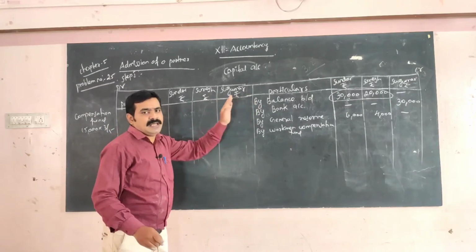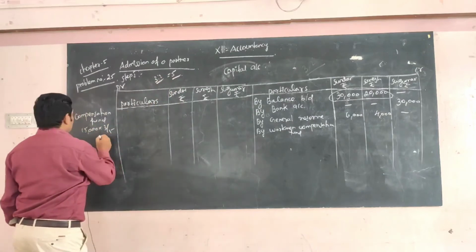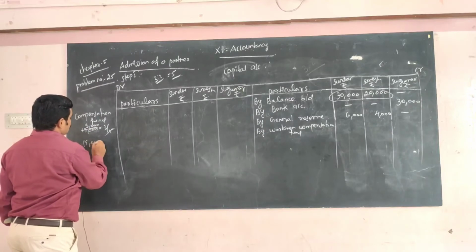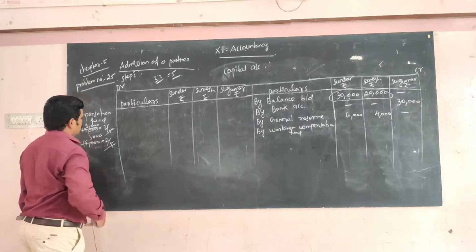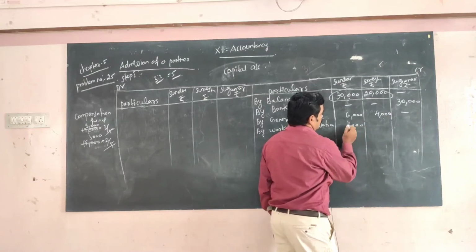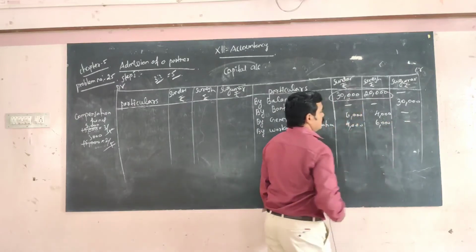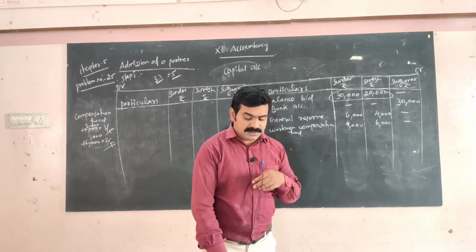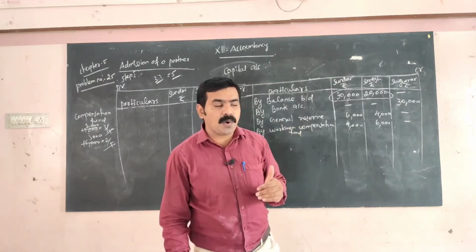How? 3:2 is the ratio, totaling 5. So 3 divided by 5 gives 9,000, and 15,000 into 2 divided by 5 gives 6,000. So 9,000, then 6,000. One more very important piece of information: this problem has a revaluation loss.